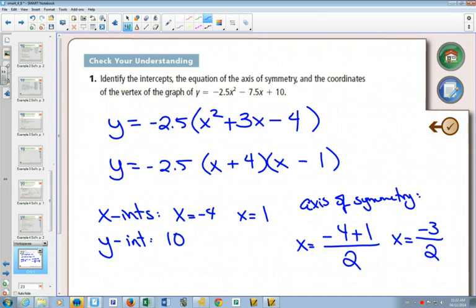The x-intercepts will be what makes it 0. So there, I have a plus 4, so it's negative 4. I have a minus 1, so it's plus 1.